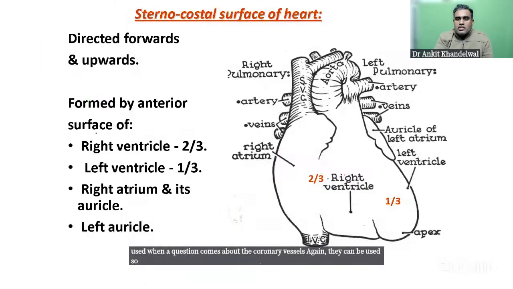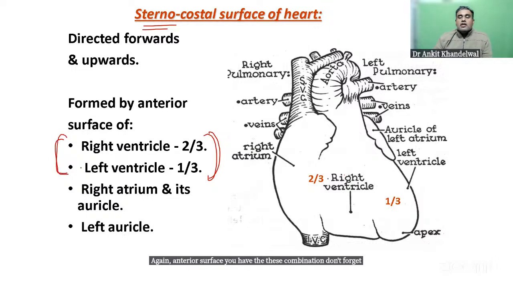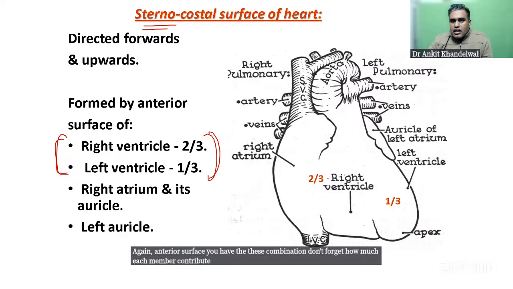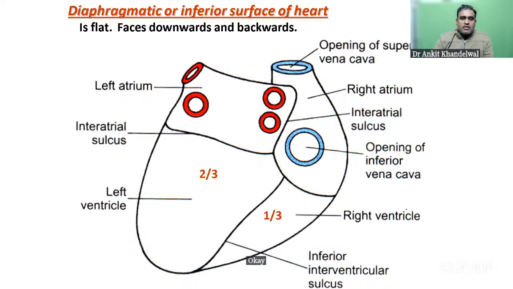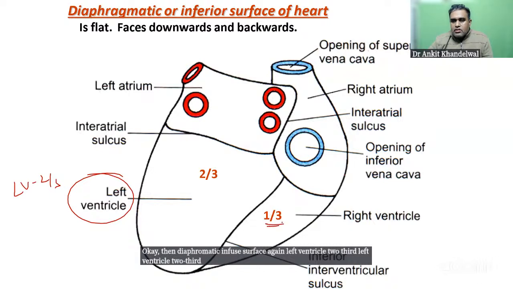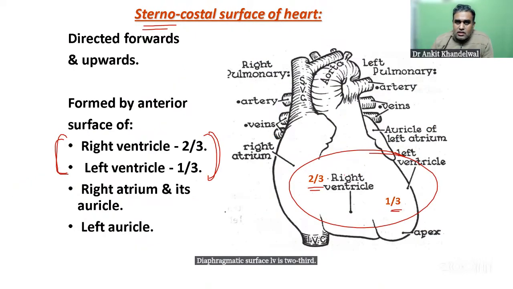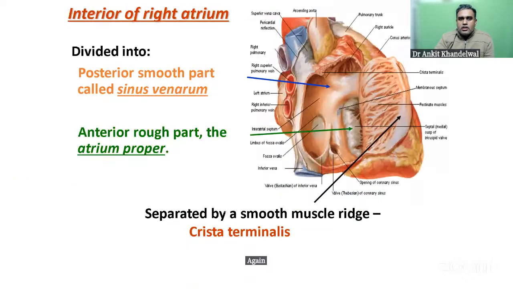Remember the sternocostal surface of the heart, the anterior surface. Don't forget how much each chamber contributes. This is an anterior view of the heart. All this is the sternocostal surface, 2/3 by the right ventricle and 1/3 by the left ventricle. Then the diaphragmatic inferior surface is again left ventricle 2/3 and right ventricle 1/3. So the tide has just changed. On the diaphragmatic surface, LV is 2/3. On the sternocostal surface, LV is only 1/3. Understand this part. Then again a diagram over here showing us all the grooves.